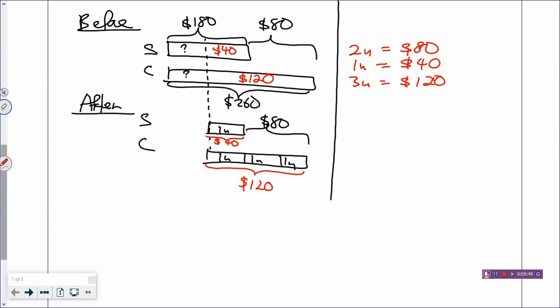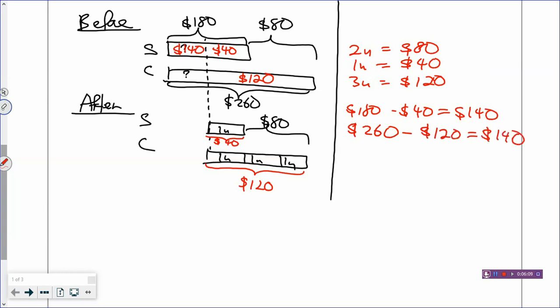And now, can you find how much did Sarah spend? You take 180 minus 40. So 180 minus 40, Sarah spent $140. And so you put it inside the model. And then how about Claire? Claire spent 260 minus 120, and it gives you the same amount, which is also 140. And the question asks you how much did they spend altogether. So 140 times 2, right? So $140 times 2, and you get $280, and that's it.